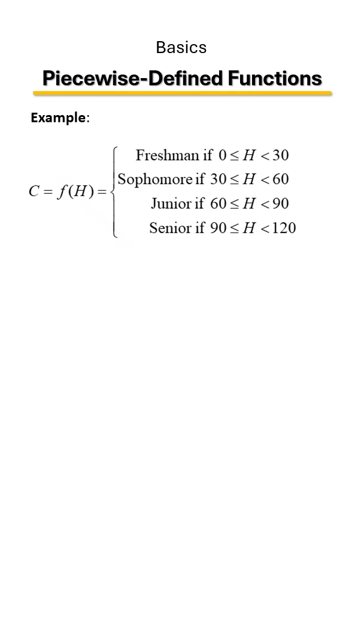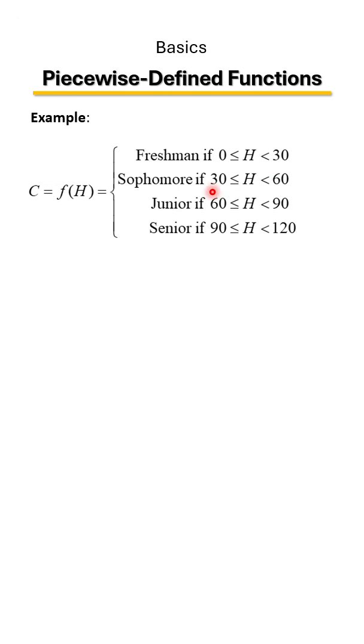Let's use another real-world example. When you enter college, you're considered a freshman. You haven't taken any classes, so you have 0 credit hours. You're going to remain a freshman all the way up to, notice it doesn't have a line underneath it, so it means it does not include 30. So about 29 credit hours.